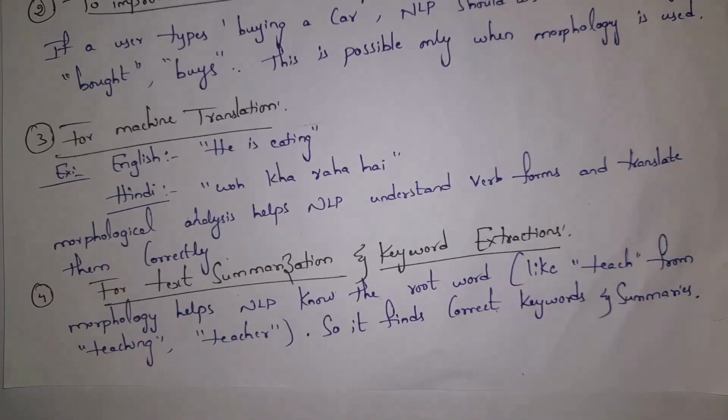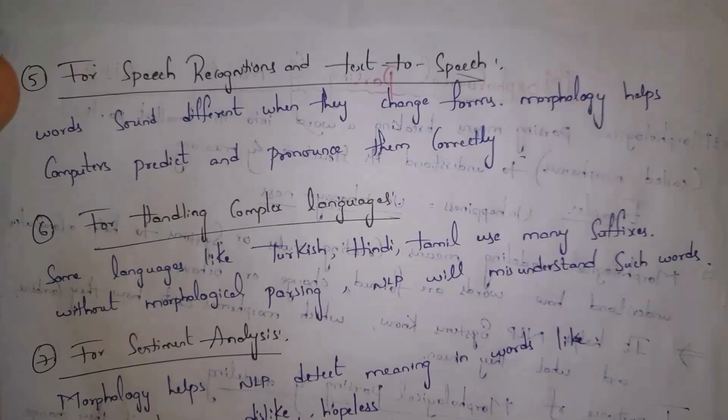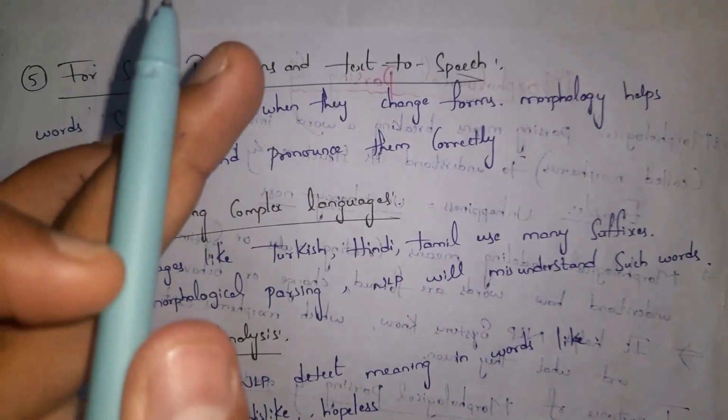Thus NLP can extract keywords. For example, whenever I type teacher or teaching, then automatically NLP can find the root word. For example, teacher and teaching. The root word is teach. As NLP is finding root words, NLP will understand the correct meaning. And the fifth one is for speech recognition and text to speech conversion.